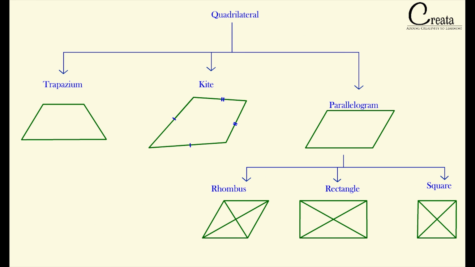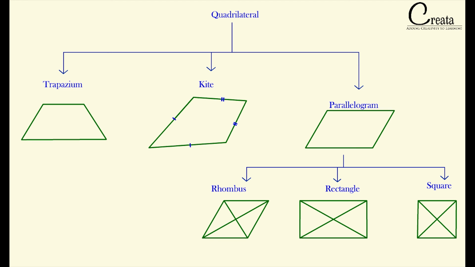So this is a family chart of quadrilaterals. Basically, trapezium and kite are the basic types of quadrilateral. Then comes the parallelogram, which has opposite sides parallel. And the rhombus, rectangle and square are the special types of parallelogram. This is just a basic family chart of quadrilaterals.